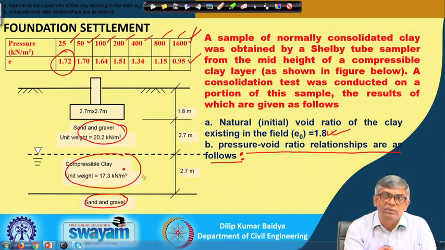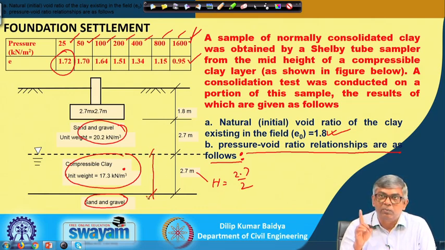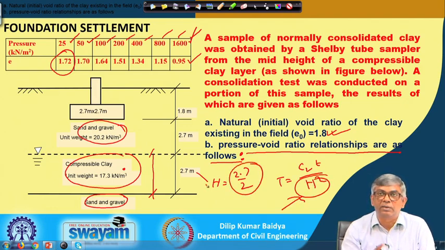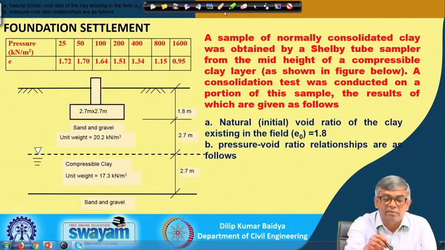Because of that it has to be considered as double drainage, and if it is double drainage, then H in the equation will be 2.7 by 2. While calculating total settlement, H will be equal to 2.7, but while calculating the time, T equals C v t over H square. That is one thing to be observed. With this detail, when I find out the consolidation settlement, we require C c first. So, let us go to that first.